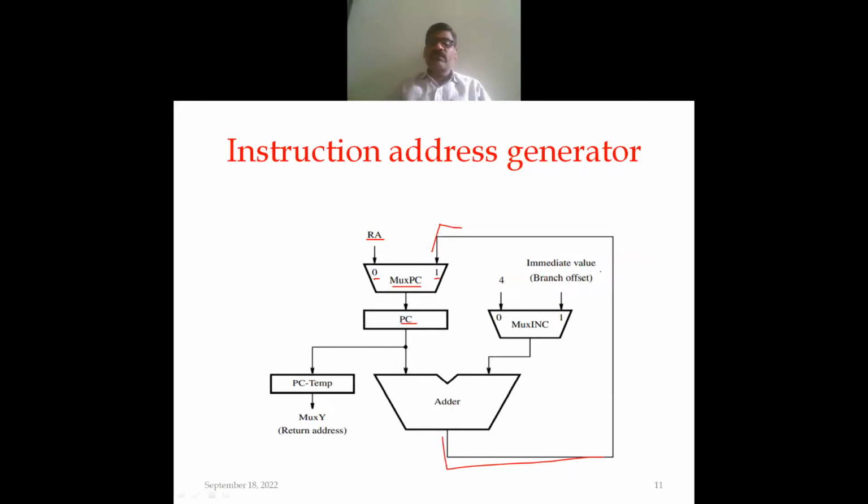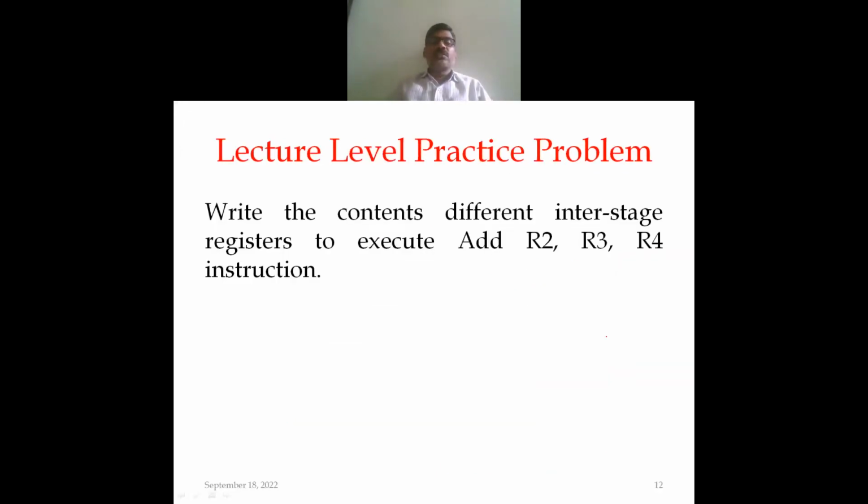And if it is an immediate value, the branch offset will be selected here. Otherwise, the program counter is incremented by 4, that is the word length. So a mux incrementer will be there, deciding whether we have to increment the PC value by 4, or increment with the offset. That is given to the adder circuit here, and then it is stored in the PC temp register. This is what we call the return address register, mux Y. So this is how the instruction address generator is used for generating the addresses.